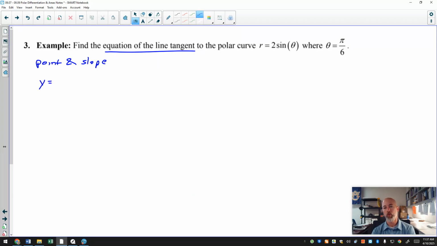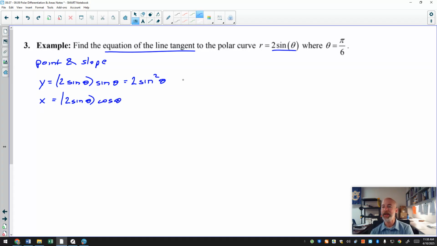And so I'm going to go y is r sine theta. The r is that expression, so I'll just go ahead and take the r out. Y is r, which is 2 sine theta, times sine theta, which, if you want, and it's going to be a little bit more convenient down the road, you can write as 2 sine squared theta. And x is going to be r, which is 2 sine theta, times the cosine of theta.